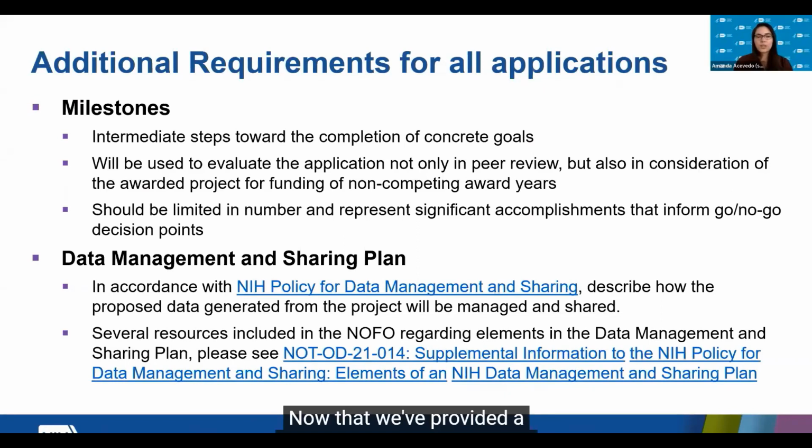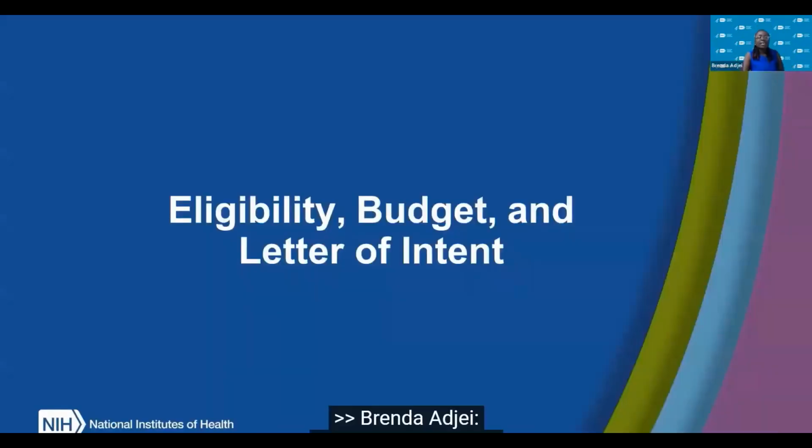Now that we have provided a description of the 4 hub units and additional requirements, I will now pass it back to Brenda to discuss eligibility, budget, and letter of intent details for this RFA. Thank you, Amanda. In this segment, I will briefly review the elements that you discussed.